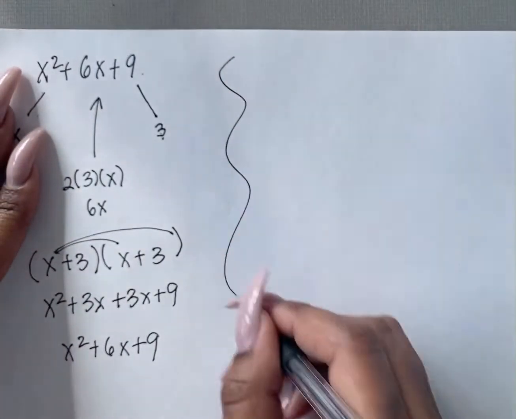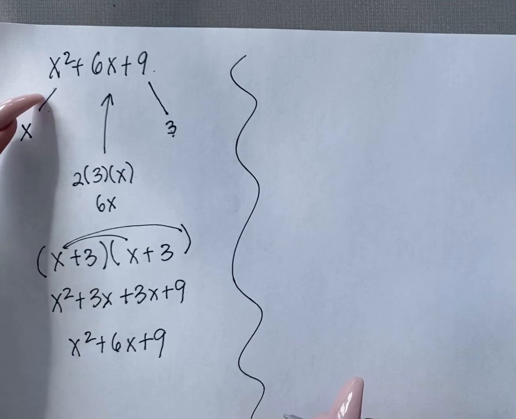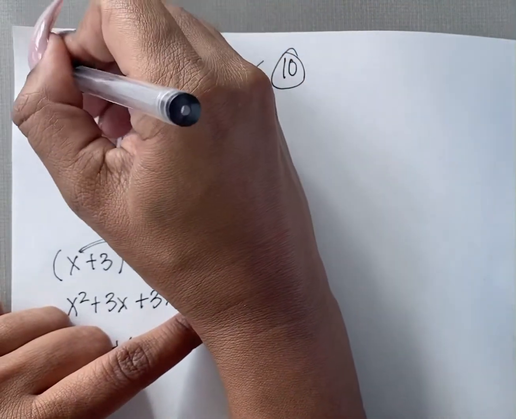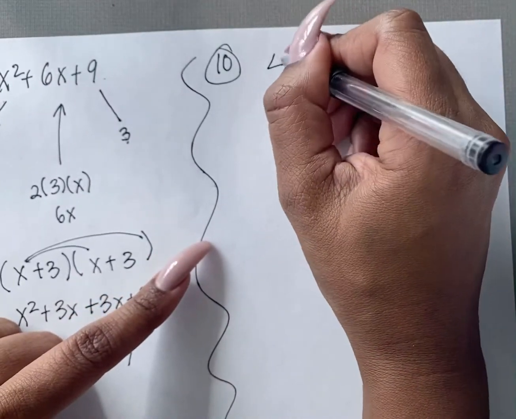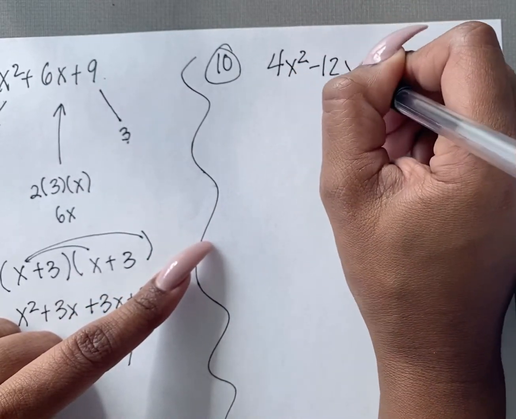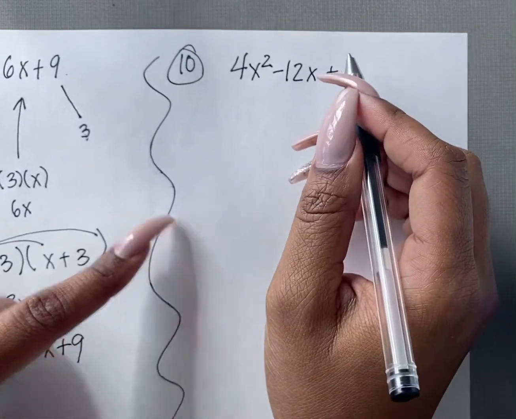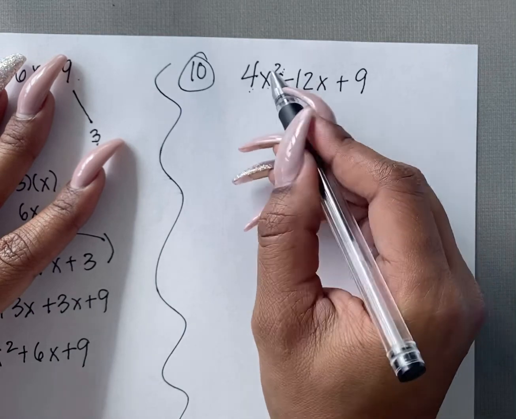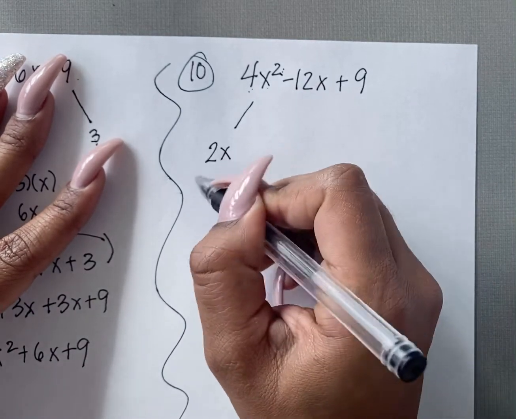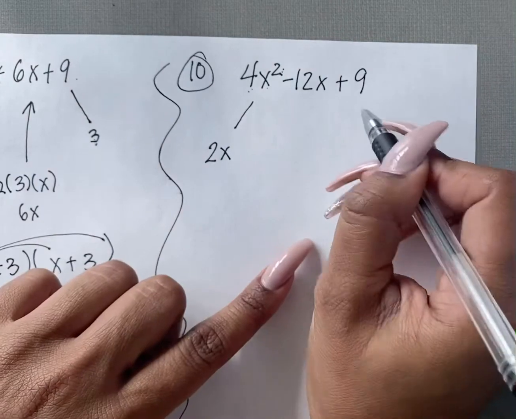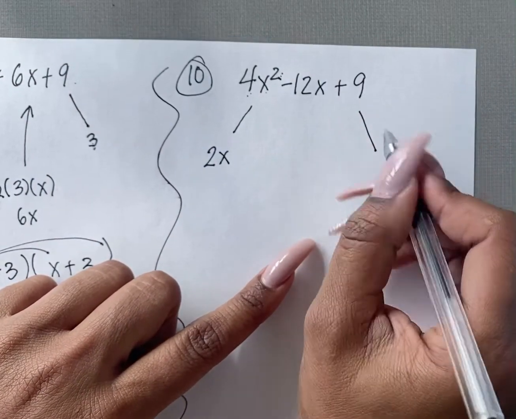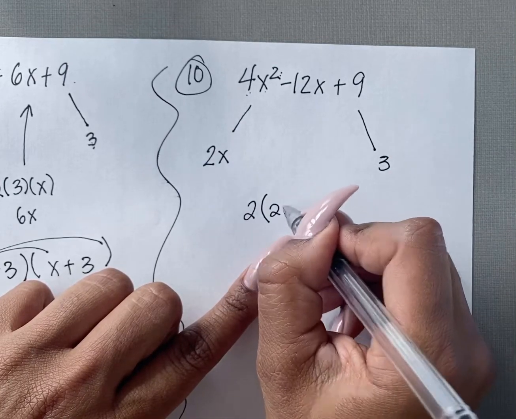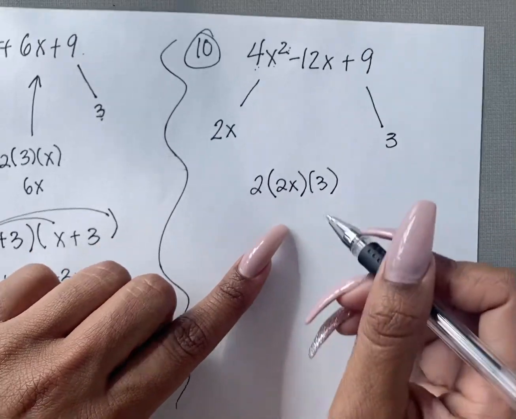Okay, let's try one more example. This was number 9 on your worksheet, and I'm also going to do example number 10. Number 10 says 4x squared minus 12x plus 9. I'm going to do the same thing. What times itself gives me 4x squared? 2x. 2x times 2x gives me 4x squared. And what times itself gives me 9? 3. So I'm going to take 2 times these two terms, so 2 times 2x and 3.